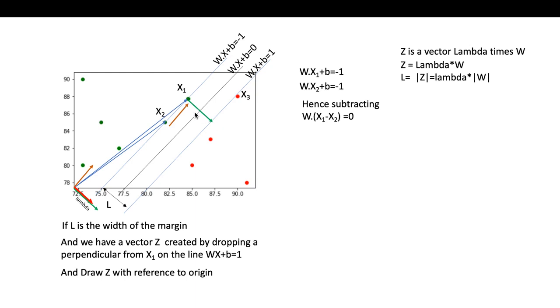And how can we calculate the length of Z? That is the norm of Z. It is lambda times the norm of W, right? It's a direct interpretation of the previous formulas.